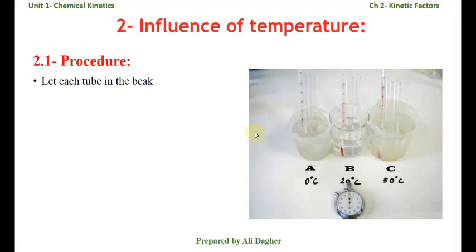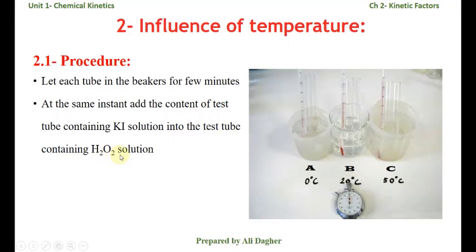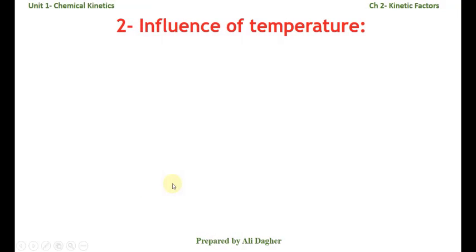Leave each tube in the beaker for a few minutes, for the reactants to take the temperature of the beaker. At the same instant, add the content of the test tube containing KI, that means the 5 milliliters, into the test tube containing the H2O2 solution, the 10 milliliters. And start the chronometer at the instant of the addition. Observations.